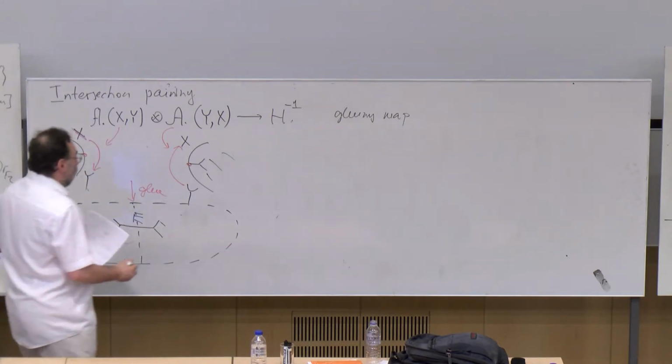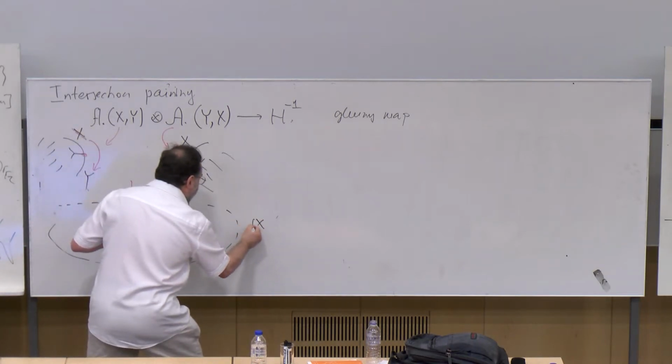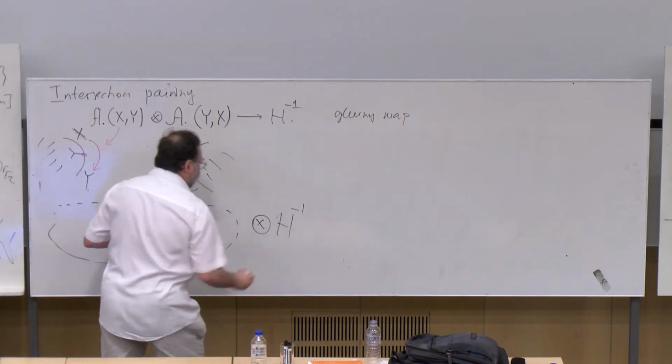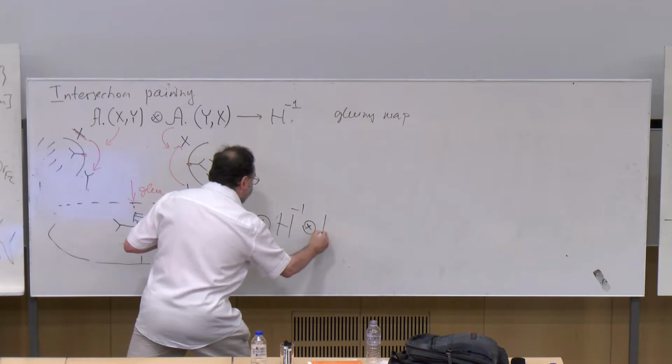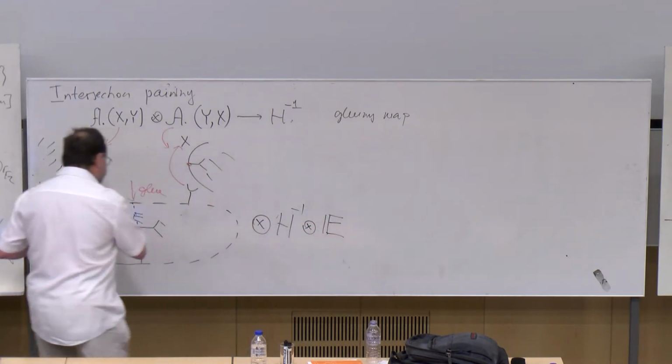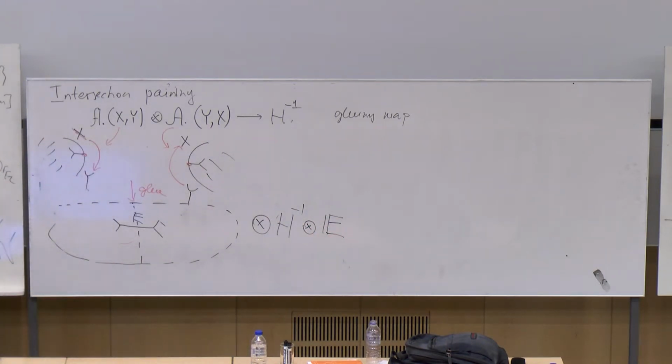Now, after you glue this, and after you apply the intersection pairing, you have to tensor with H minus 1, and in my definition, I tensor by this H. So this is my definition of the gluing map. Is that clear now, Denis?